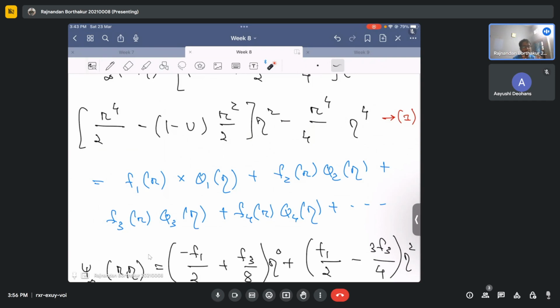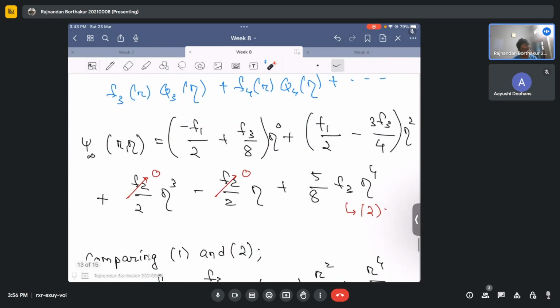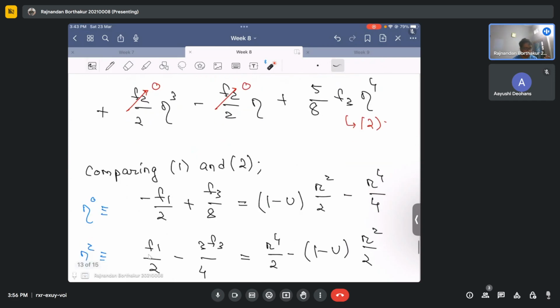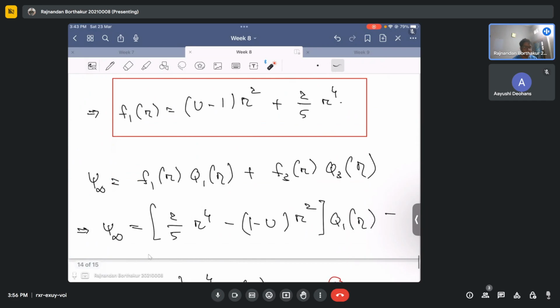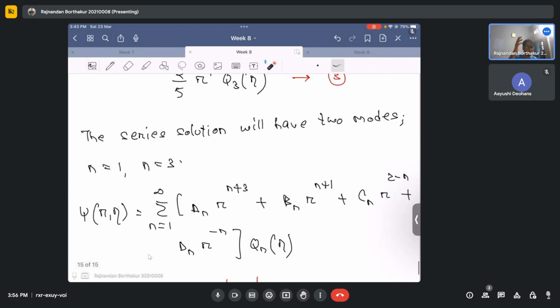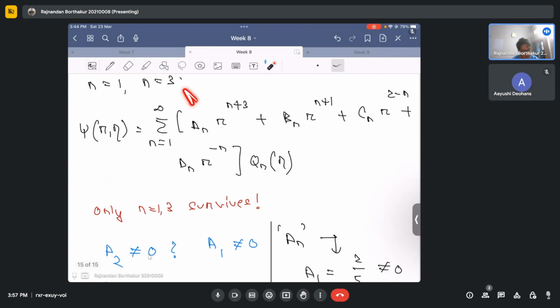You can similarly find out, using the orthogonality principle, what a1, a3, b1 and b3 look like. But even without using that, since we are able to write the form of the stream function as an increasing power of eta, we found out what these constants f1 and f3 would be as functions of r. Then, using the fact that the far-field stream function has only two modes, n equal to 1 and n equal to 3, and comparing that with the form of the stream function at infinity, we found out what the constants a1, a3, b1 and b3 would look like.